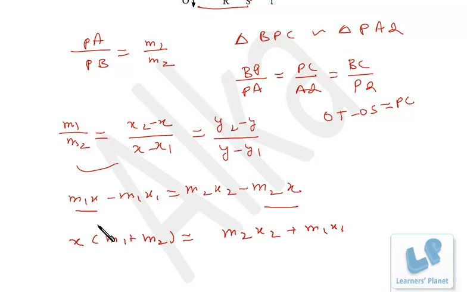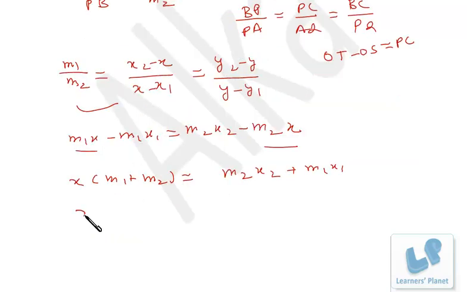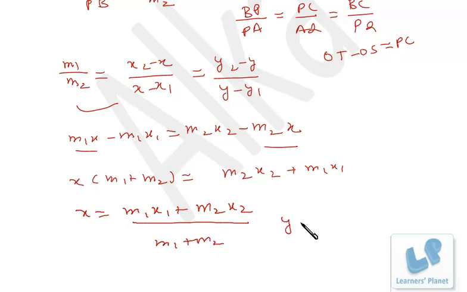So value of x will be m1 x1 plus m2 x2 upon m1 plus m2. Similarly, value of y will be m1 y1 plus m2 y2 upon m1 plus m2. So we had to find out the coordinates of x and y. So coordinate of x and y can be obtained like this, right?